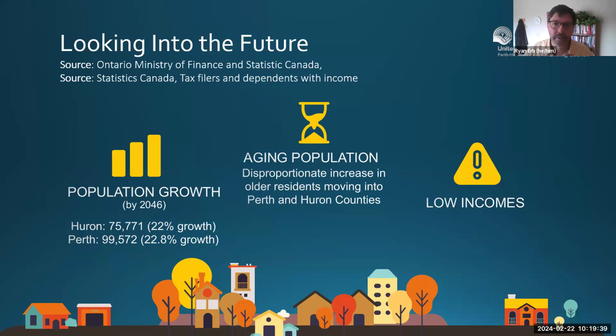So when we look at this, we also need to add some information about the future. What are we facing? Well, we know that our population is going to grow 22% over the next 20 years. We can combine that with the disproportionate increase in older residents moving into our area, and we can think about other things. In 2046, we can assume the population is going to grow in lots of different ways, via immigration, foreign students, interprovincial movement, and migration, and people moving from cities to country. All those things tell us that we're going to grow in Huron County by 16,474 people.